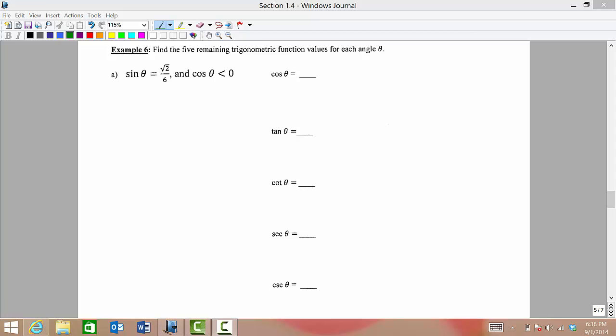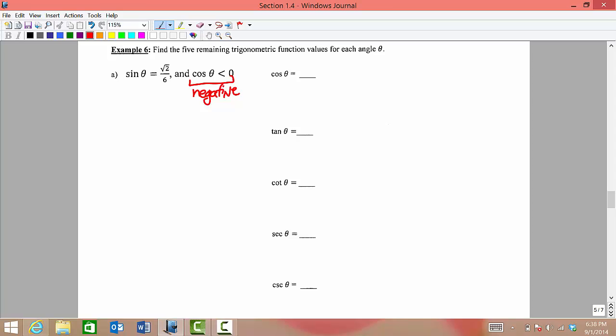Here in example 6, we are asked to find the values of the 5 remaining trigonometric functions for each angle theta. So for part A, sine theta is equal to the square root of 2 divided by 6, and we are told that cosine theta is less than 0. Remember that cosine theta less than 0, meaning that cosine is negative, and that will help us to determine what quadrant we are located in.